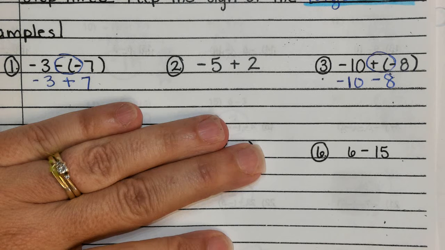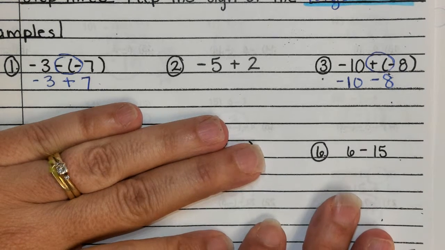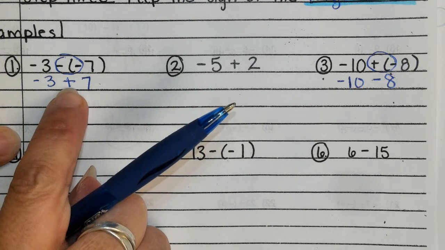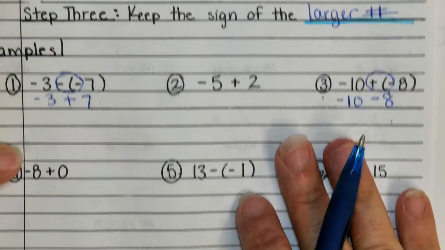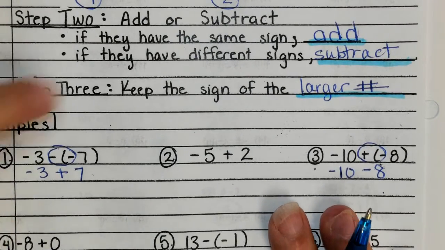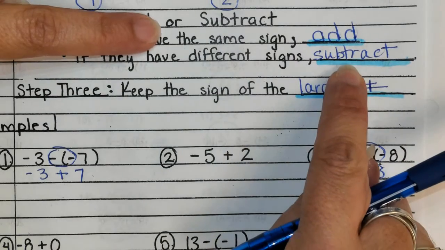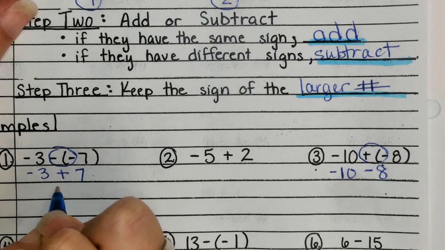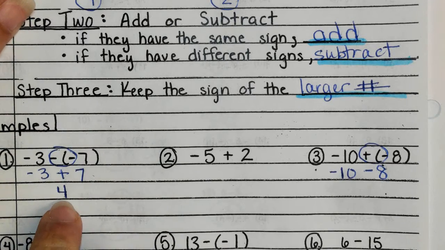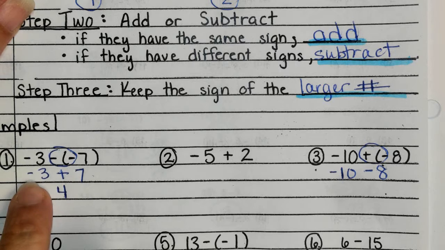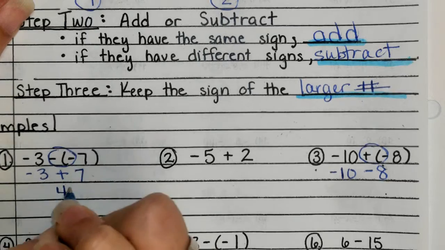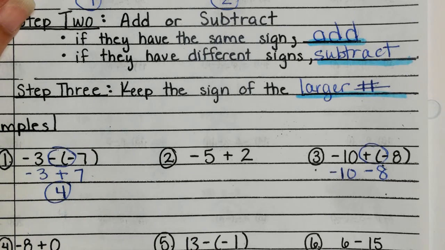Now we go to step 2, the add or subtract part. You've got to look at each one. Like 3 is negative, 7 is positive. Okay, so looking up here at these rules, if they have different signs, subtract. So what is 7 minus 3? 4. Keep the sign of the larger number. Is 7 bigger or 3? 7. 7's positive, so my answer's positive. Done. That was pretty easy.